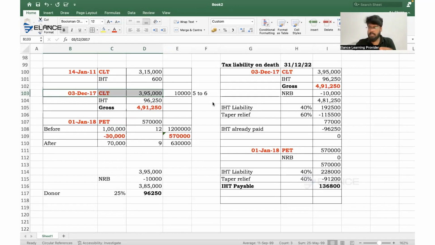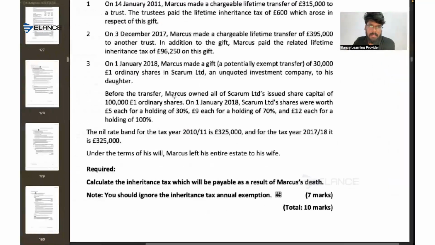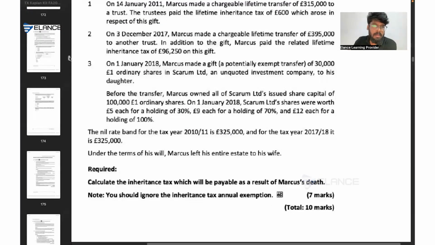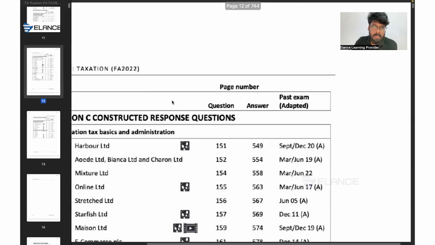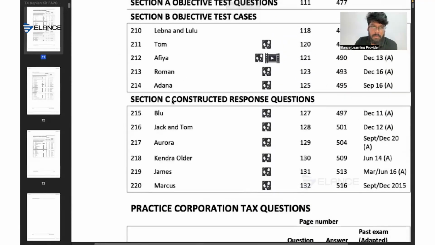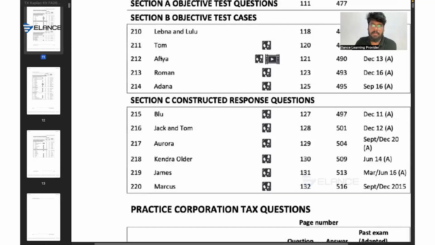Guys, I think Marcus is one of the confusing questions in Section C. I'll suggest a few more questions. If you have not completed these questions, just try them also. This Afia 212, it's a good question. Lebna and Lulu, we already did that. Then 214, it's a good one. Adana. Then James in Section C, it's a good one. And 218, Kendra Older. At least you should do these questions.